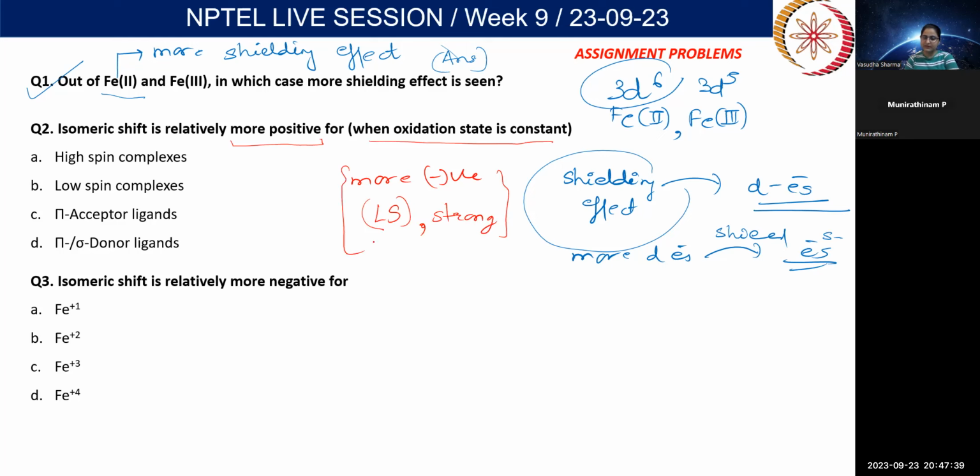It's just high spin complexes, ma'am. And you need to see all the points. It could be possible that one is the answer or there are multiple answers. That is right, high spin complexes. And is there any other option? High acceptor ligands. Think about it again.